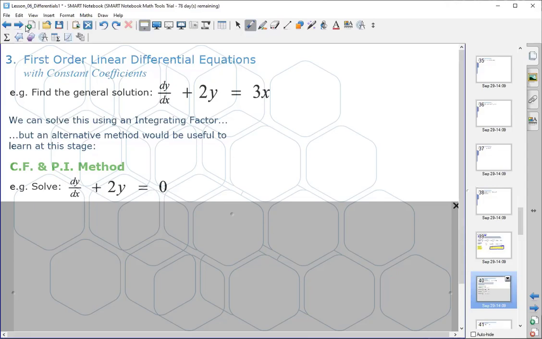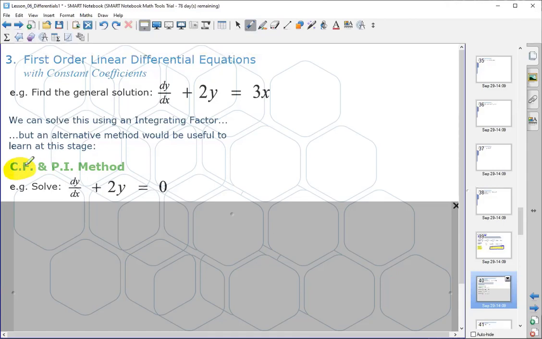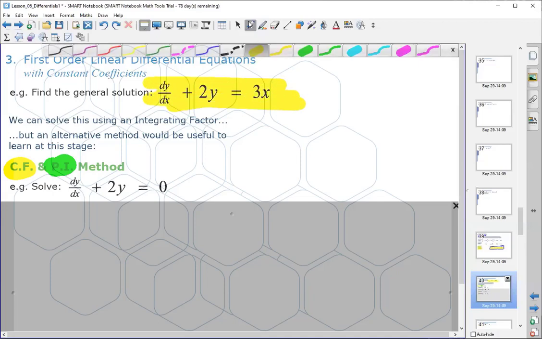And I've said to you, look, we can already do this using an integrating factor. What I'm now going to do is try and learn this new method. CF stands for complementary function. And PI stands for particular integral. And the method basically splits the answer up into two separate sections. So what I've done is I've taken this differential equation here and I've basically scratched out this.